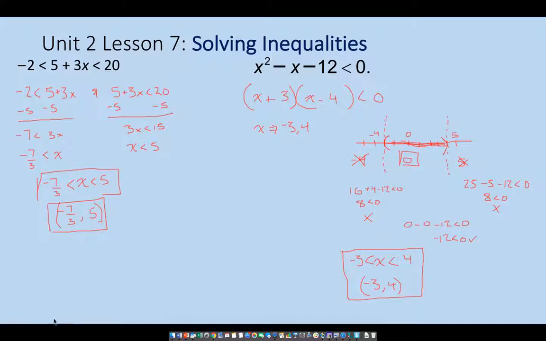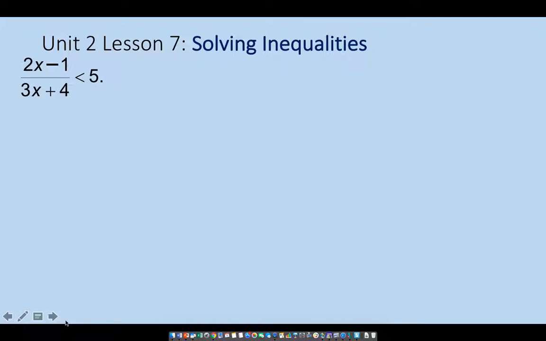Okay, continuing to move on. We've got one more, and here's your rational inequality. Now, your first instinct will probably be to go ahead and multiply both sides by 3x plus 4. But, quick question. What if 3x plus 4 is negative?